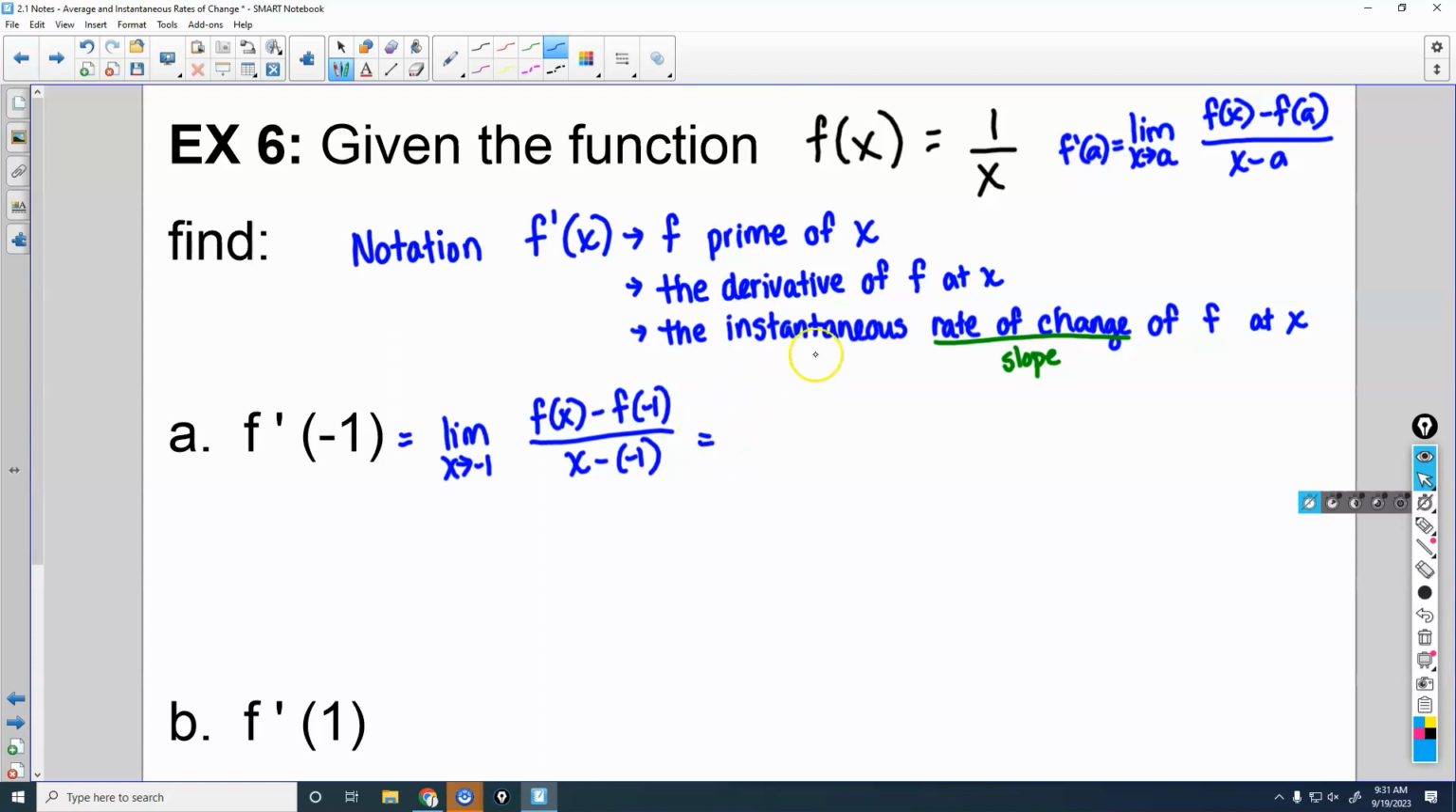And so if we plug in our function, limit as x approaches -1 of f of x is 1 over x. f of -1, what do we get if we plug in -1 to our function? It's going to be -1 because f of -1 will be 1 over -1, which just equals -1. So we got right here, that's a -1 over x plus 1. Is that all right with you guys if I go ahead and just change that to a plus right there since we got a minus and negative?